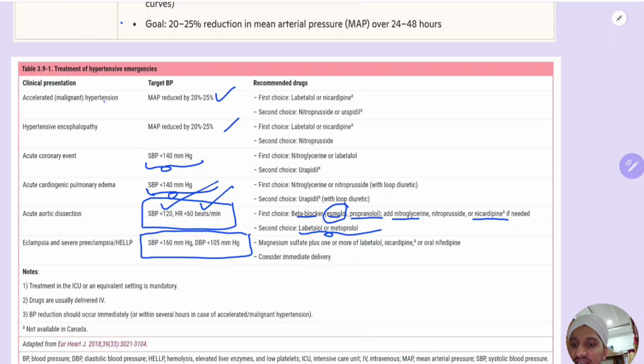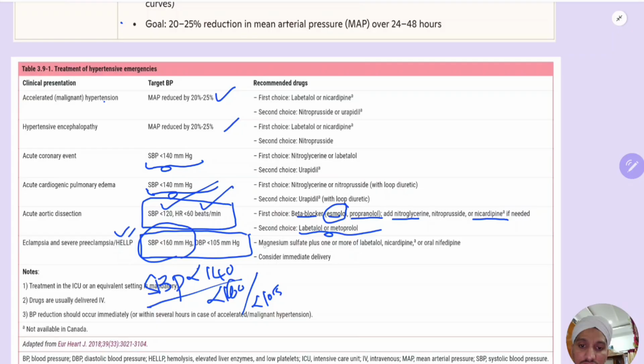Okay. In eclampsia and severe eclampsia or HELLP syndrome, hemolysis with elevated liver enzymes, the target was less than 140. According to some guidelines it was given as 140, but according to McMaster it is less than 160 systolic and less than 105 diastolic. So what is the drug of choice? Magnesium sulfate plus labetalol or nicardipine or oral nifedipine, not the capsule form but the tablet form in sustained release form. And consider immediate delivery because this is the treatment of choice. Cesarean section is the treatment of choice.